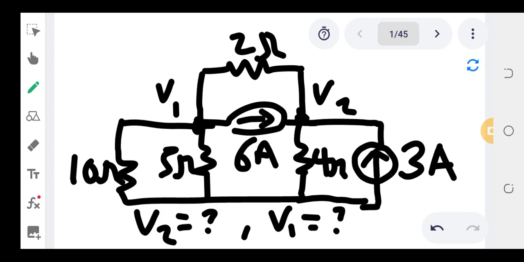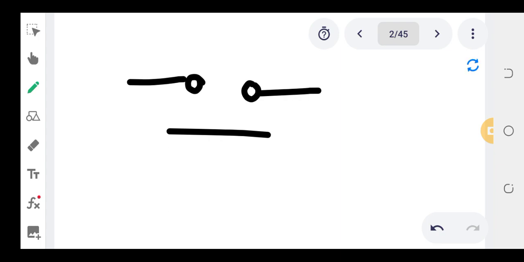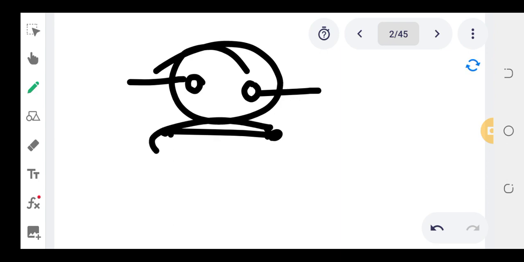In this case, we are going to start with the 3 amp source. Meaning one will be switched off, so we are going to switch off the 6 amp source. What we must know is that whenever a current source is switched off, it is replaced with an open circuit, and whenever a voltage source is switched off, it is replaced with a short circuit. So this is an open circuit and this is a short circuit.